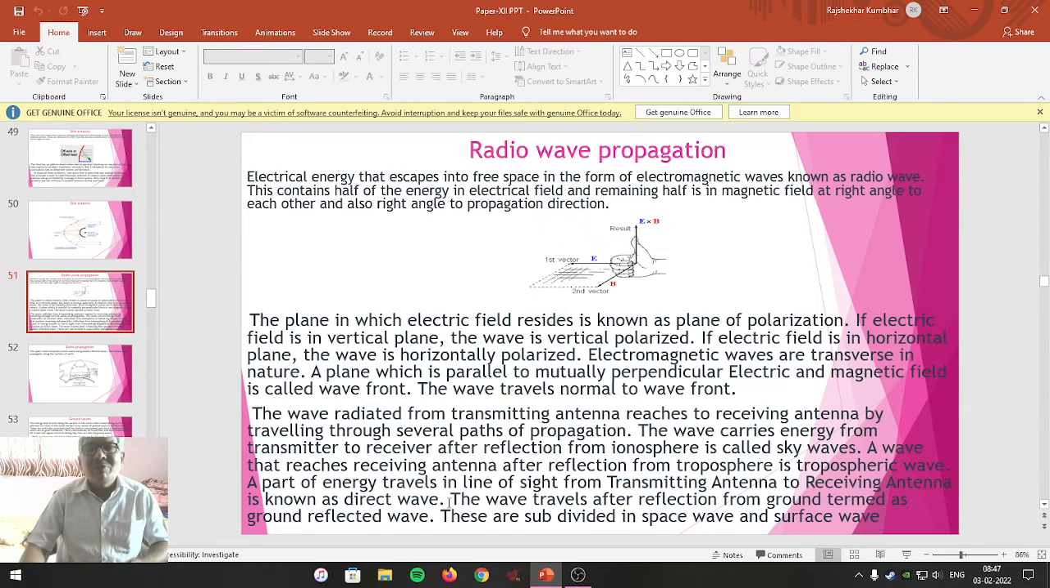This is the third type of wave. The wave that travels after reflection from the ground is known as the ground reflected wave.